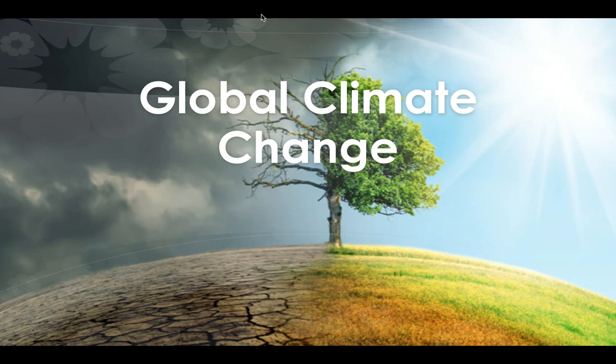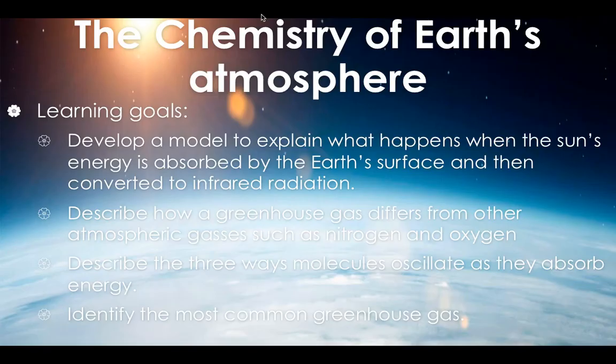We are going to start to talk about global climate change. In this unit, this week, we're going to talk about the chemistry of Earth's atmosphere. The learning goals for this week are to develop a model to explain what happens when the sun's energy is absorbed by the Earth's surface and then converted to infrared radiation. Describe how a greenhouse gas differs from other atmospheric gases such as nitrogen and oxygen. Describe the three ways molecules oscillate as they absorb energy and identify the most common greenhouse gas.